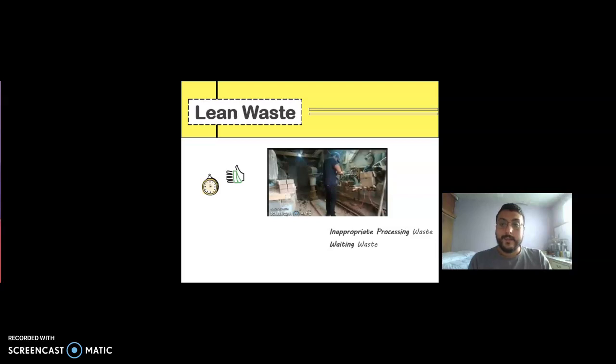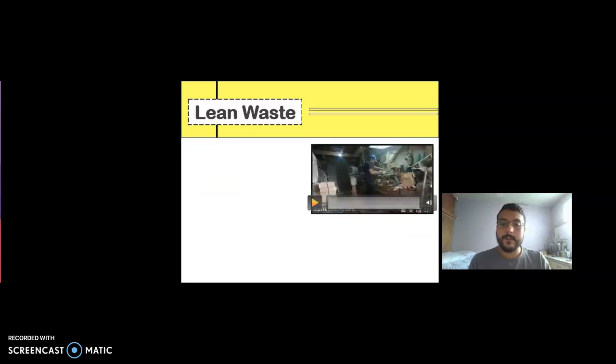More waiting. And also, the way he used the knife is dangerous. It can cut his own hand at any time. And well, when you put at risk the health and safety, it also counts as excessive movement again. All right, so more waste. So let's see the final step.